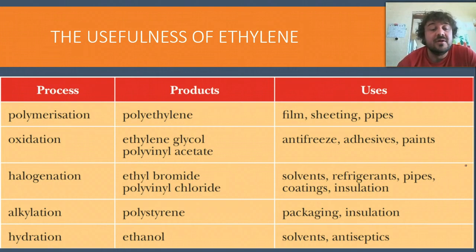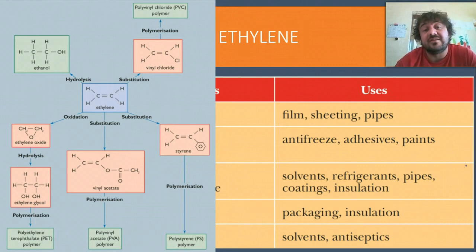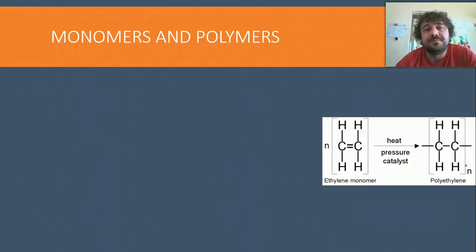This is super useful. And we can hydrate it to make ethanol, which is useful for more than just beer. We can also use it to make solvents for industry, antiseptics, etc. This is a really good chart, and I suggest you draw this down. So just showing a quick summary of the uses of ethylene, the different things we can do to it.